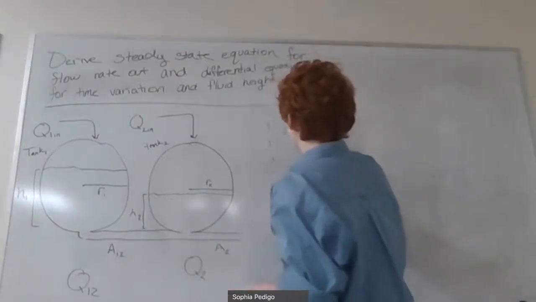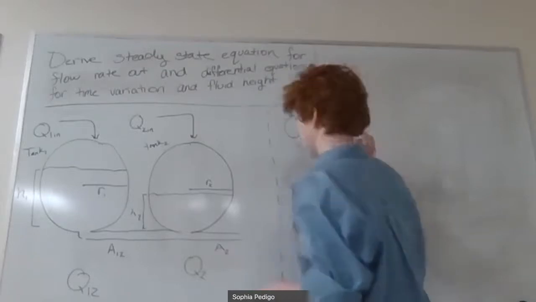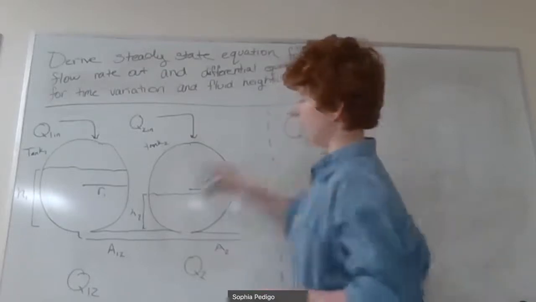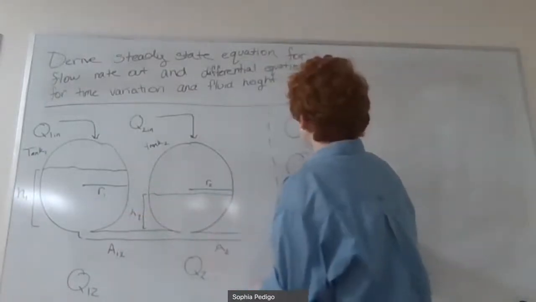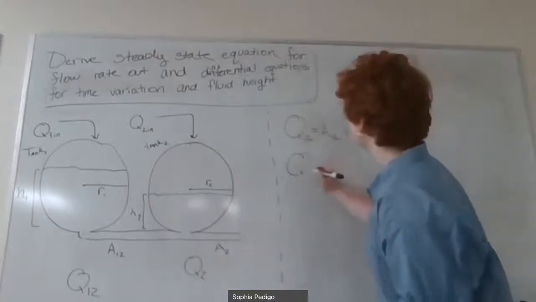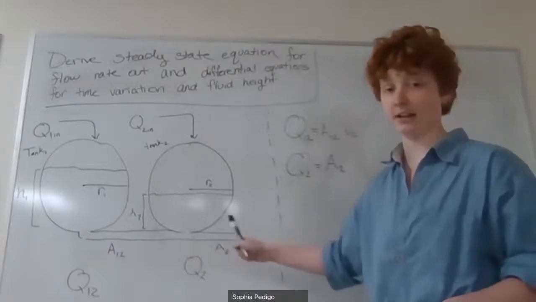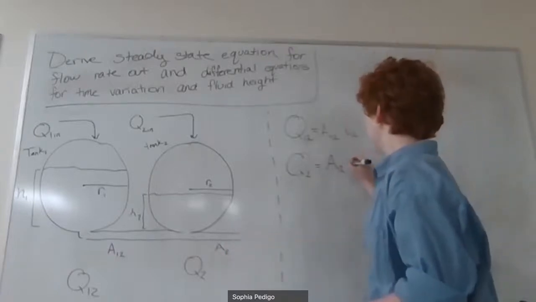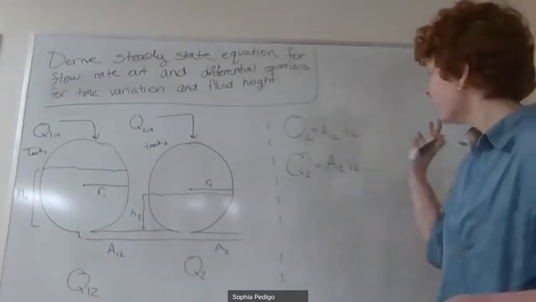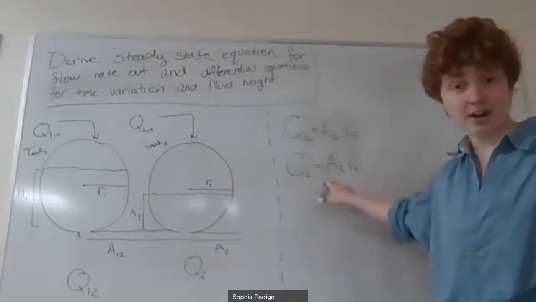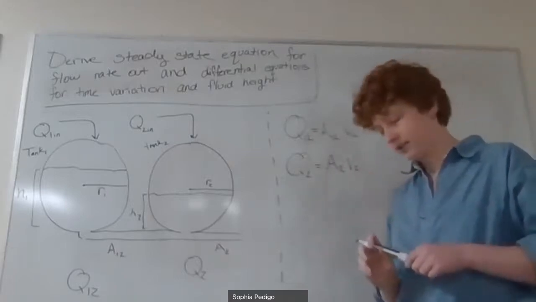So we know that Q12 is going to be equal to the area A12 multiplied by the velocity of the fluid that's leaving that tank. And likewise, the flow rate leaving tank 2 is going to be equal to the area of the pipe leaving tank 2 multiplied by the velocity leaving tank 2. So we've got a good start here. We know what the area is, we're given that. But the problem here is that we don't know what the velocity is.